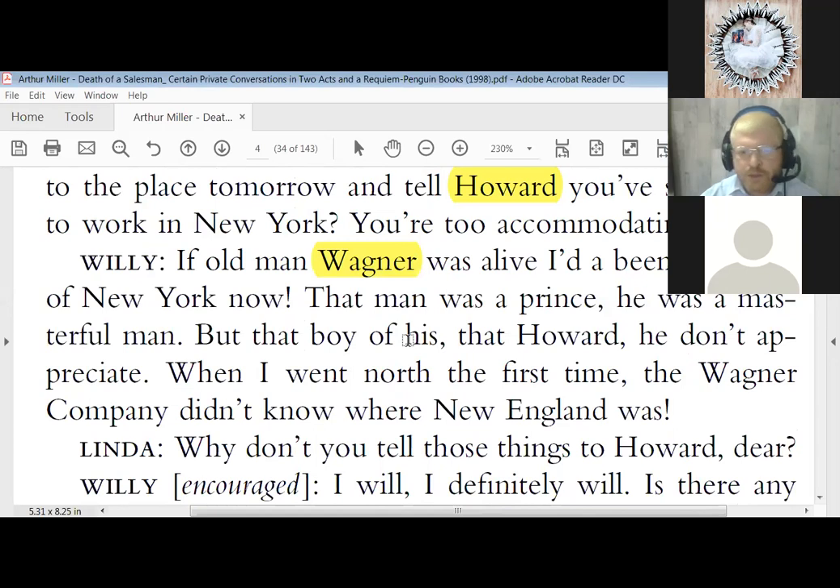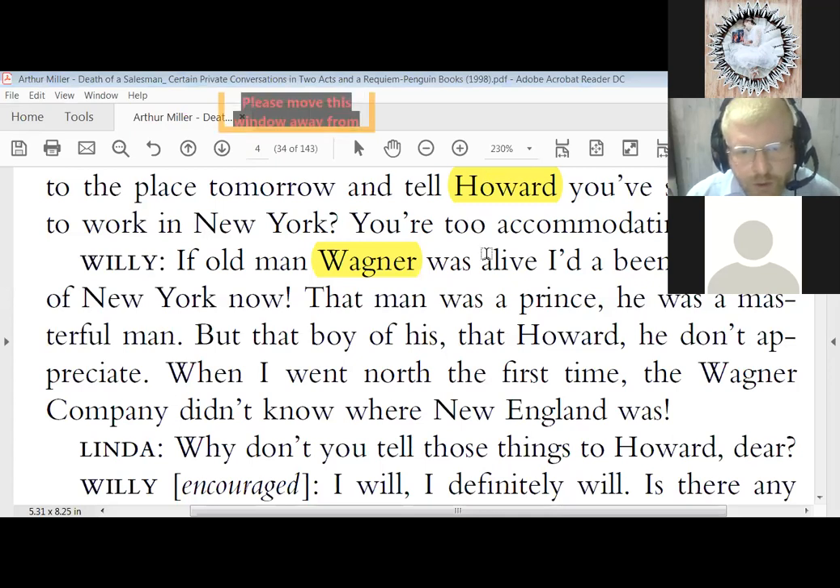He says previously 34 years. Okay, so he was saying that he was working for all that time for the company, for Wagner, when Howard was very, very young, just a newborn baby.